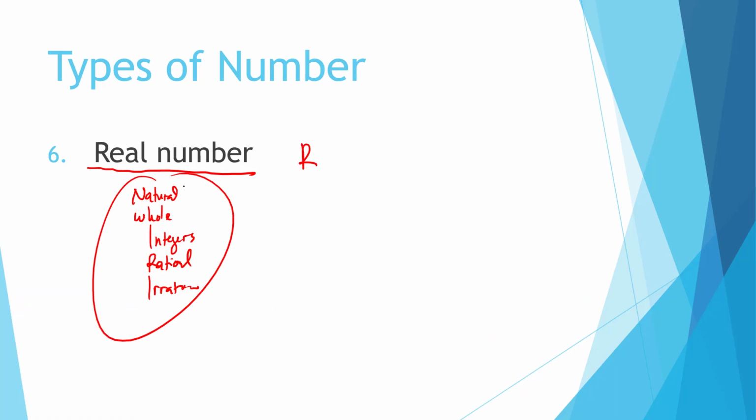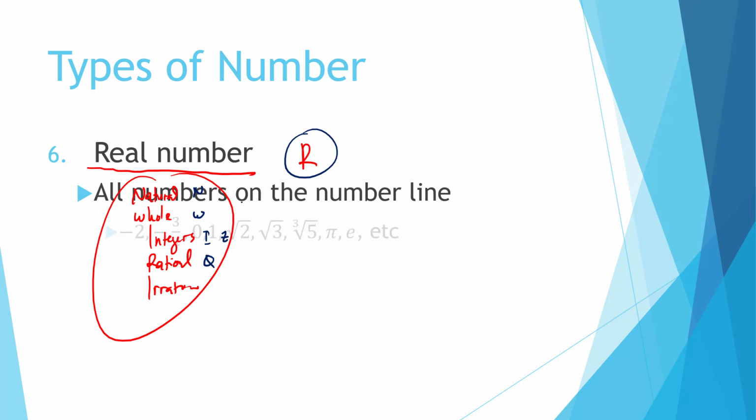So natural number comes with N. Whole number sometimes just like W. Integers can have I or Z. Rational number is Q, and we don't have any symbol or notation for irrational number. Okay, so real number is denoted by the letter R. Again, a real number is actually all numbers on the number line.